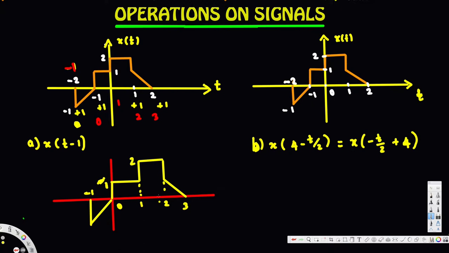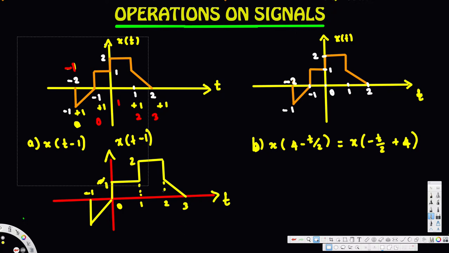Now let's look at the second part. Here we have another one. Now in order to do this one, we have to have some space. Let's get rid of this, right? Okay, let's label this one first. This is x of t minus 1, and this is t, okay? Now let's get rid of this one. Okay, so let's do the second part. This is our B part.